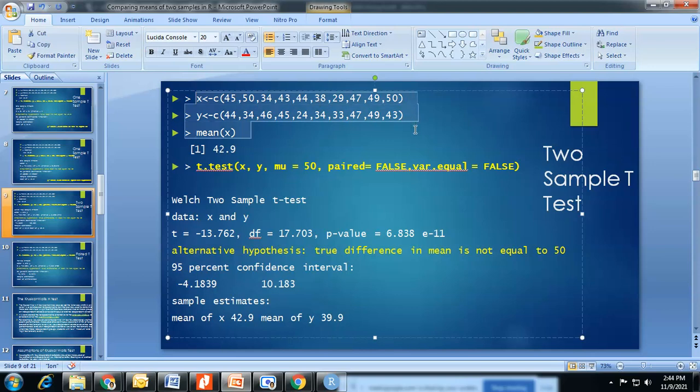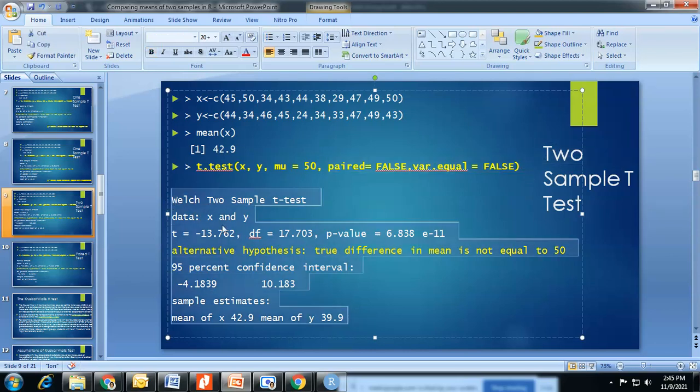The only difference in the syntax is that we have taken X comma Y as the variable, and we are not passing any null value to the variable. So mu is again equal to 50. This will remain the same. Paired is equal to false and var.equal is equal to false. So this is the outcome of a two sample t-test. What are the data parameters that we are passing? Both x and y samples, so two variables, numeric vector x and numeric vector y.